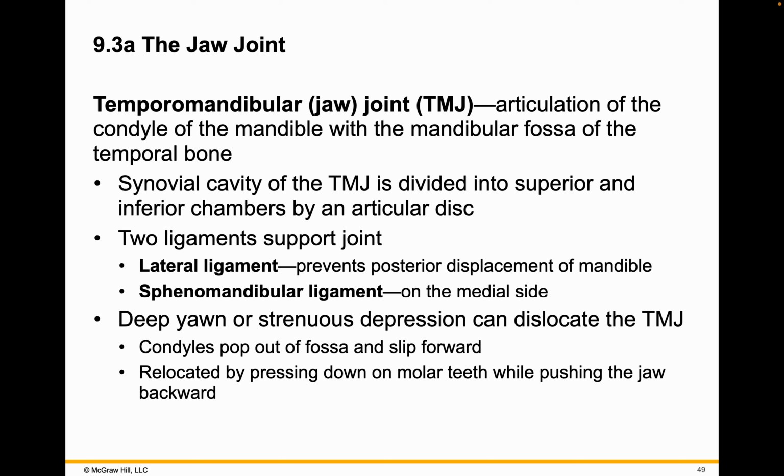We spoke briefly last time about the temporomandibular joint, the TMJ. That is a synovial cavity. It's divided into superior and inferior chambers by an articular disc. There are two ligaments that support the joint: the lateral ligament that prevents posterior displacement, and the sphenomandibular ligament on the medial side. A deep yawn or strenuous depression can dislocate the TMJ. Condyles pop out of the fossa and slip forward. It's relocated by pressing down on molar teeth while pushing the jaw backwards.